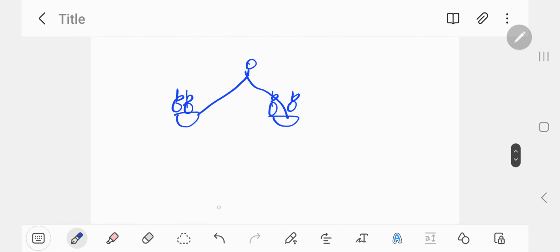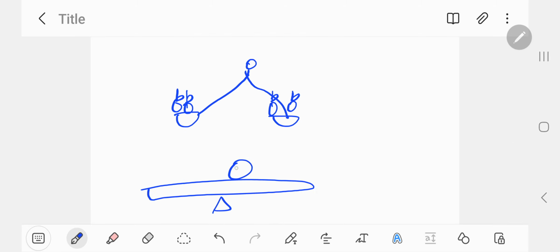Let's do another one. Suppose I've got a seesaw and I plonk 3 smiley faces on the right-hand side of the seesaw. How many would I need on the left-hand side? I'm sure you would tell me 3, right? It's the same principle.